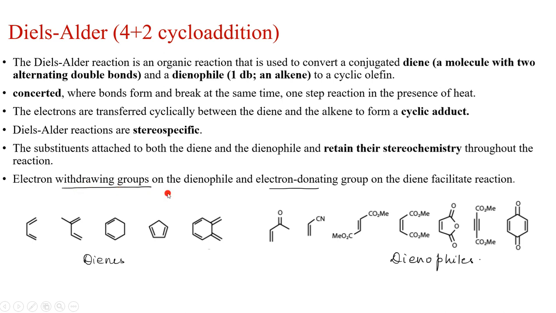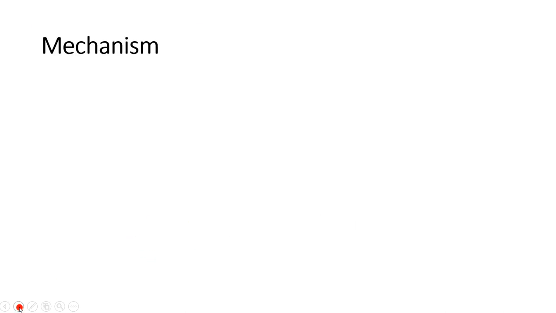If electron withdrawing groups are present on the dienophile, and electron donating groups are present on the diene, then such Diels-Alder reactions are faster. We will see why exactly it is so. Let's first see the mechanism. So let's start with a very simple molecule.